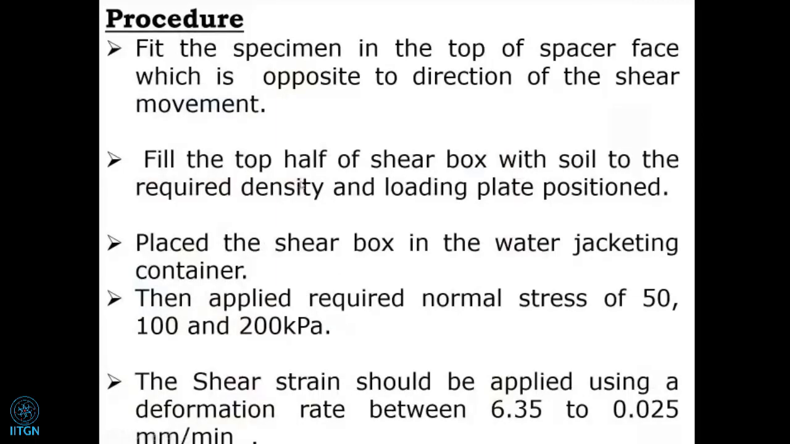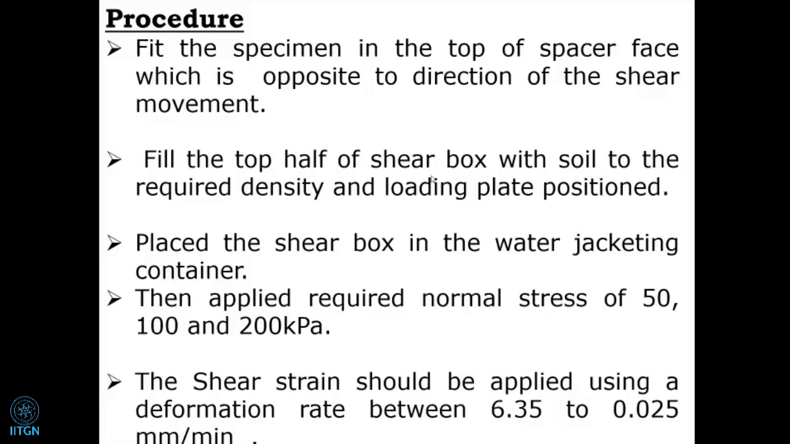Now this is the procedure for how we fit the specimen on the bottom spacer, the top of the wooden spacer, and then keep it in the lower half of the direct shear box, then fill the soil and compact it at the desired moisture and density, like 97% of the OMC and MDD. Then we shear the box, applying different normal stresses starting from 50 kPa to 200 kPa at three different stresses. This can be from 50 to 200, or maybe 100, 200, 300, whatever the normal stress as per the requirement, we can change it.